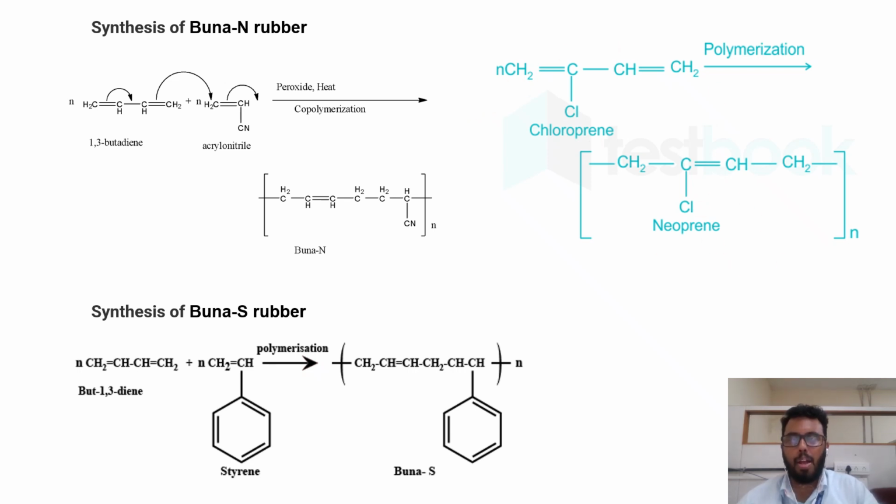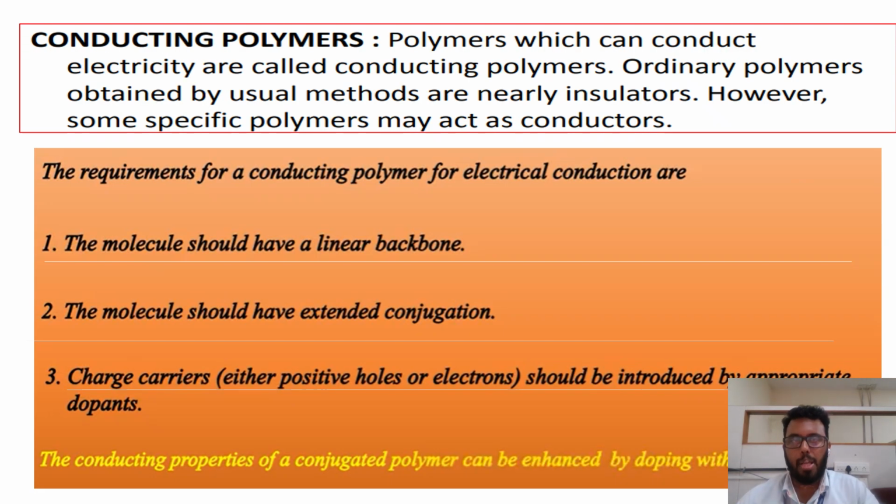So basically, when they ask about rubber, natural and synthetic, you have to write about the natural rubber synthesis, and then these three synthetic rubber types you have to explain.